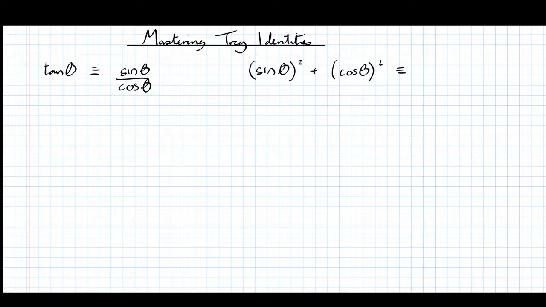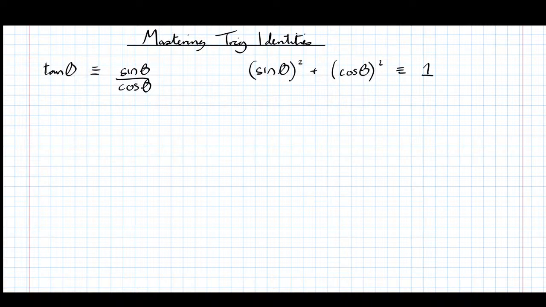Right, so first of all, let's define the trig identities that we need to know for Year 1 A-Level Maths. The first one, and we've just got to learn these: tan theta is identical to sine theta over cos theta. And the second one is sine theta squared plus cos theta squared is identical to 1.